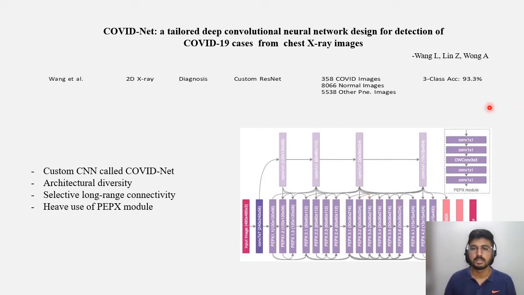This study produced a three class accuracy of 93.3%, because the classification was done on normal chest X-ray images, COVID images, and then the pneumonia images.